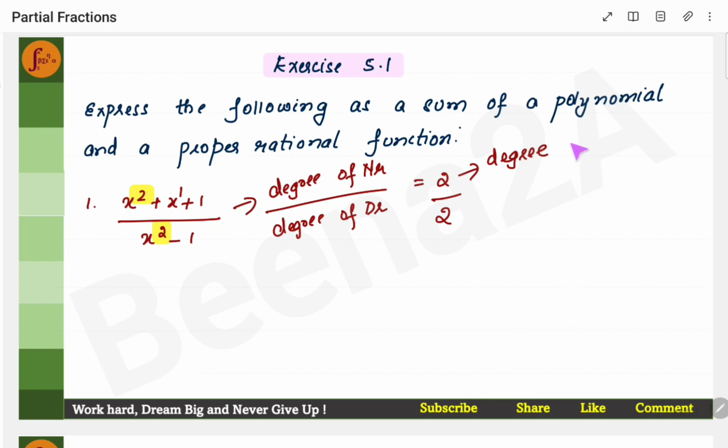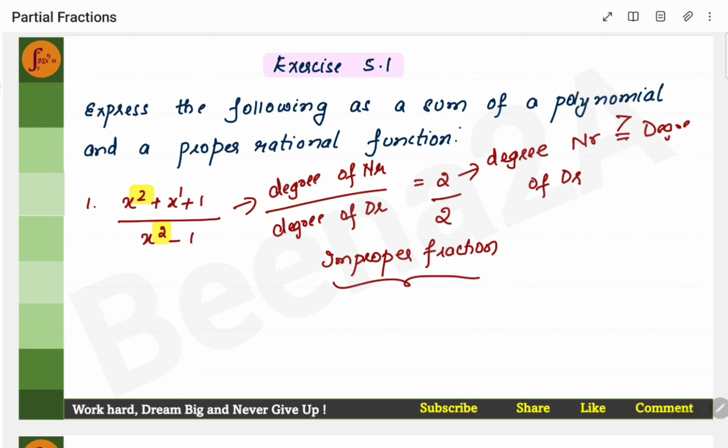Therefore the degree of the denominator is also 2. Since the degree of the numerator is equal to the degree of the denominator, this is an improper fraction. If the degree of the numerator is greater than the degree of the denominator, or if it is equal to the degree of the denominator, then it becomes an improper fraction. Now here we will have to convert this improper fraction into a proper fraction, and we use the division method for that. So let's solve this.